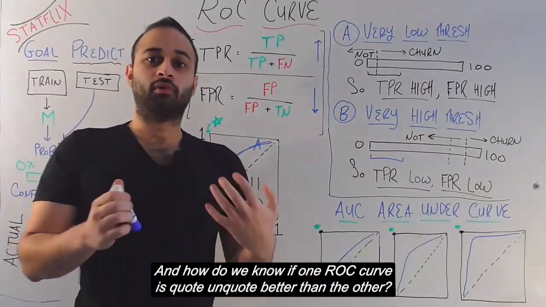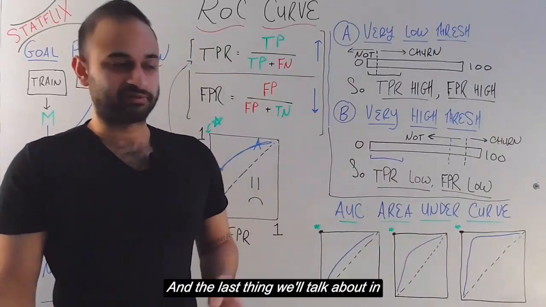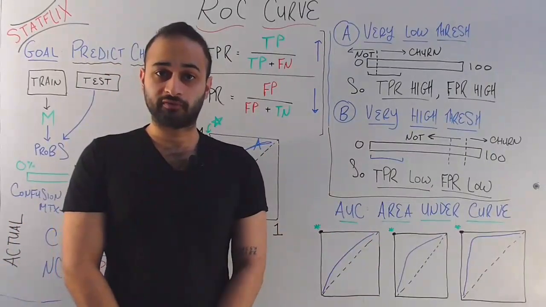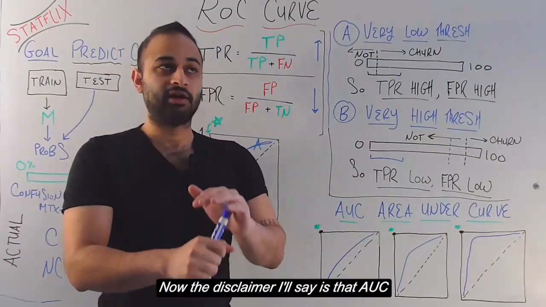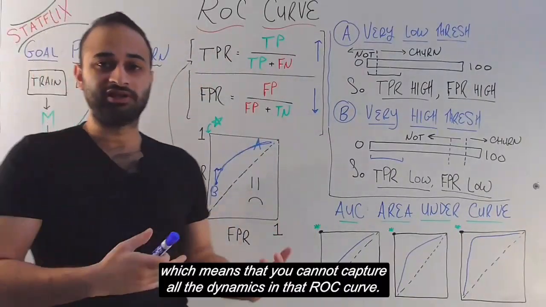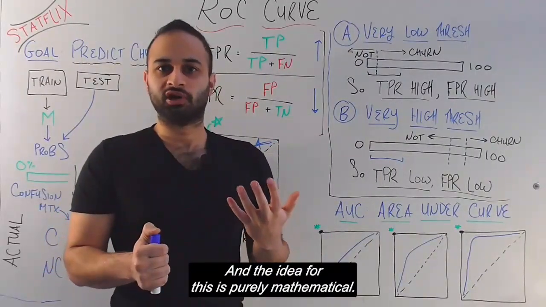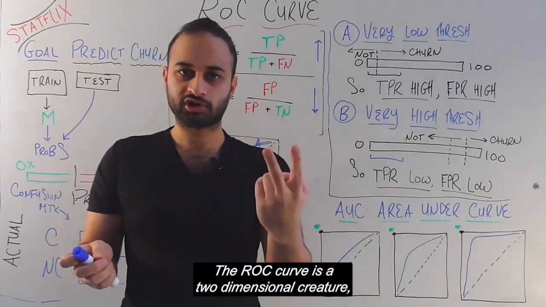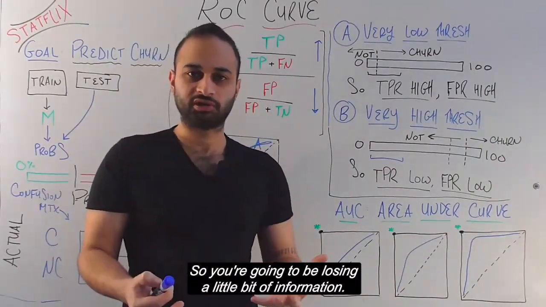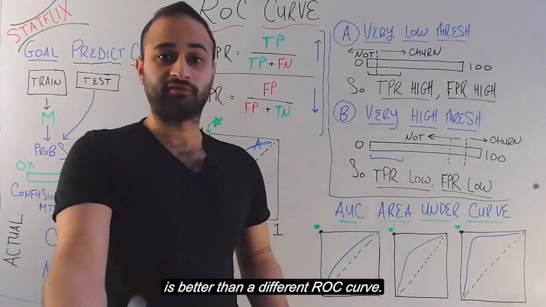And how do we know if one ROC curve is, quote unquote, better than the other? A metric that people often use, and the last thing we'll talk about in this video, is called AUC, or area under curve. The disclaimer I'll say is that AUC is a single number constructed from an entire ROC curve, which means that you cannot capture all the dynamics in that ROC curve. The idea for this is purely mathematical. The ROC curve is a two-dimensional creature, and you are reducing it to a one-dimensional metric, so you're going to be losing a little bit of information. But people do use this as a proxy for whether one ROC curve is better than a different ROC curve.